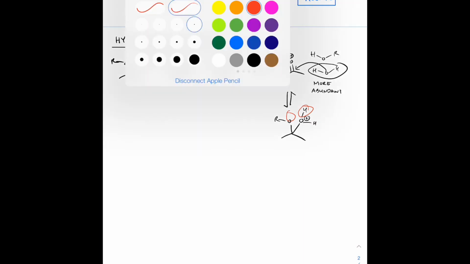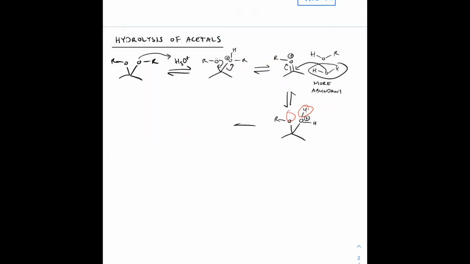What we're going to do is transfer that proton to the oxygen of the OR group. And so I'll indicate this with another equilibrium arrow as well as proton transfer. So what's that going to look like? Well, it's just going to have another oxonium, but ROH on the left, and then just an OH on the right.